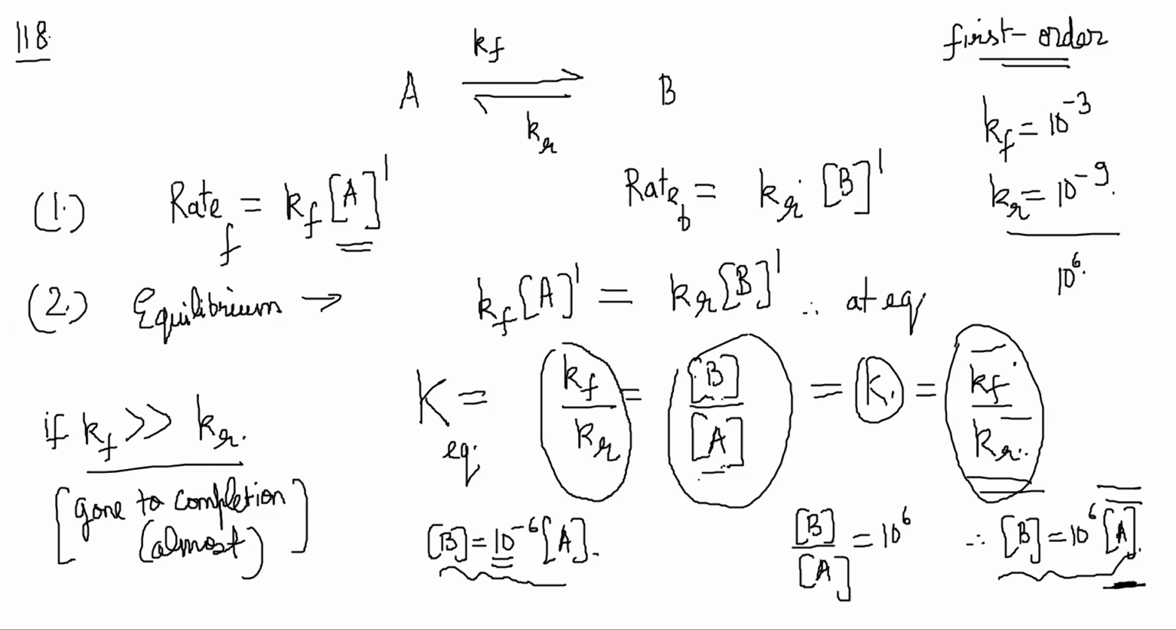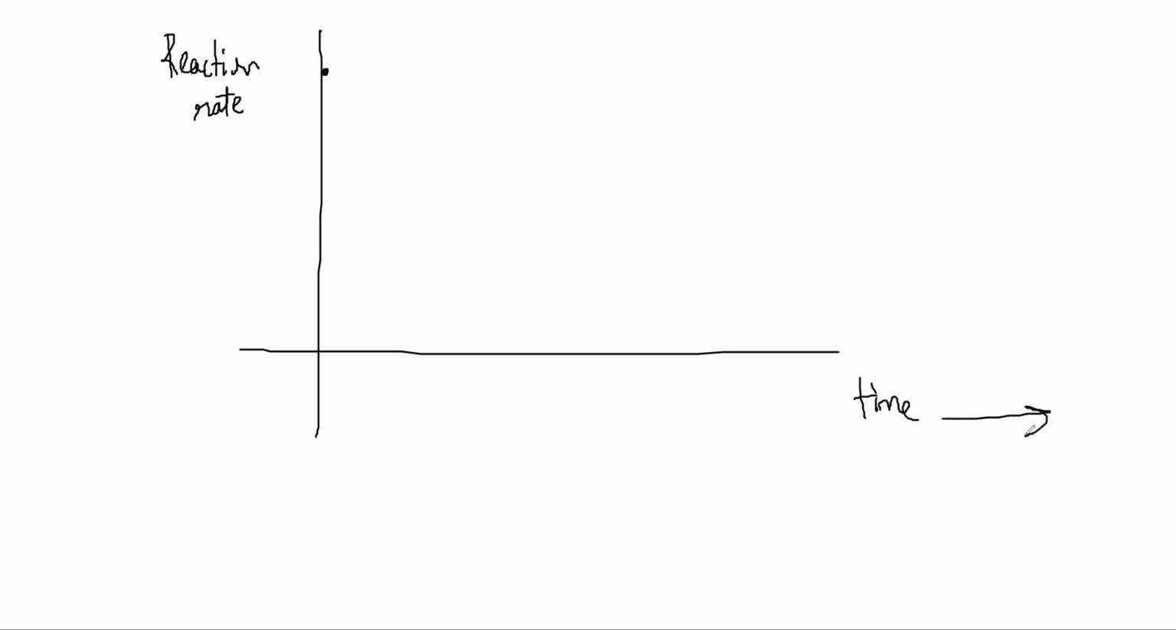So draw a qualitative graph that shows how the rates of forward and backward reaction vary with time. So let's draw a graph. This is reaction rate, and this is time. The forward reaction starts off very fast, because A is initially a lot. And then it will slow down.